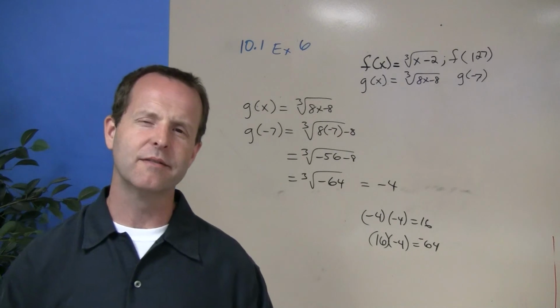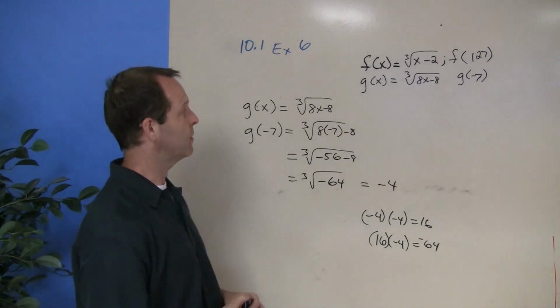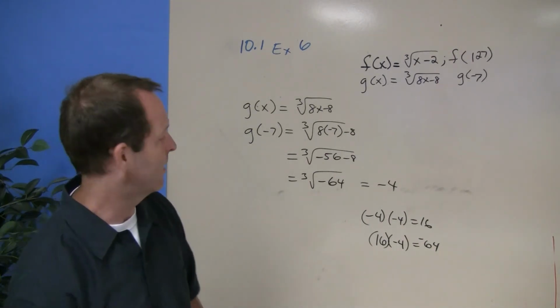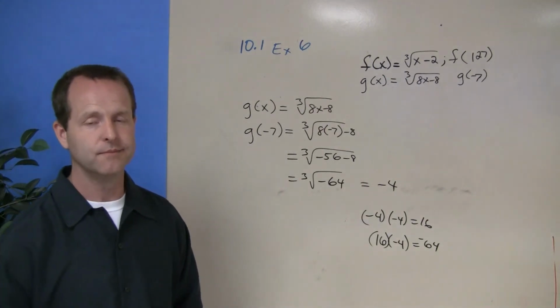So it appears that with odd root functions, in this particular case a cube root function, if I get a negative somewhere in the mix, I might be able to deal with it and I can continue on with the problem. That's kind of cool.